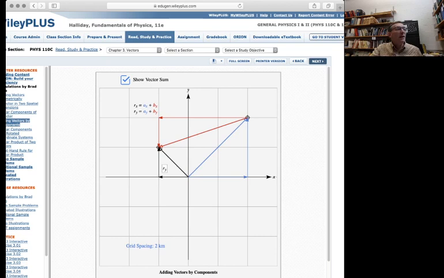And this simulation lets you move these arrows around. You can put them anywhere you want, okay? Anywhere you want. And convince yourself that when you add ax to bx, you'll get rx, and when you add ay to by, you'll get ry.